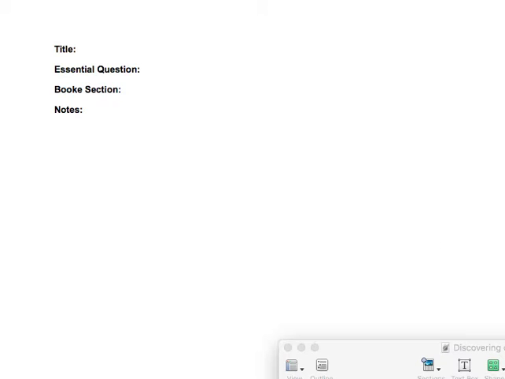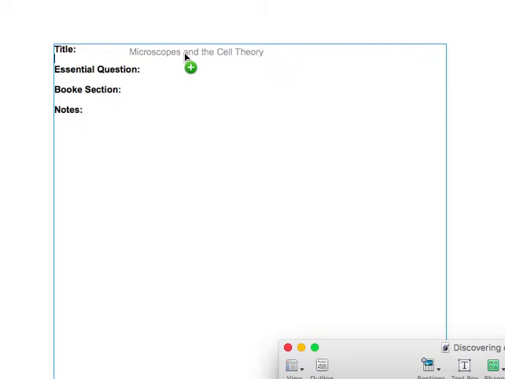Make sure you have a piece of Cornell notepaper in front of you or that you've printed out a copy of the skeletal notes that I made available on Google Classroom. And our title today is Microscopes in Cell Theory.